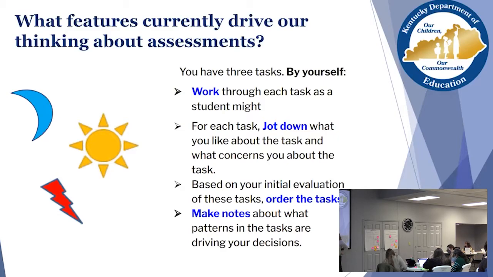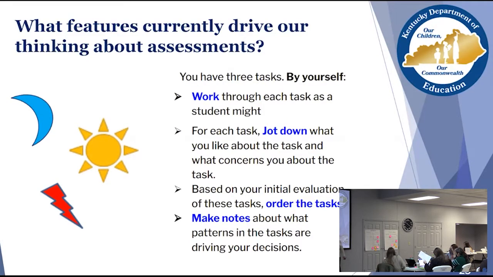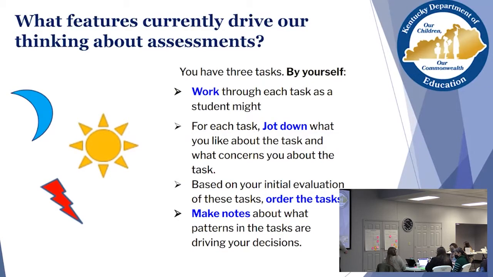And then I'd like you to order the tasks. In other words, which one do you think is the best of the 3, however you define best, and then the middle of the road, and which one you think is not the best. Just for yourself at this moment. This is all individual work at this moment. And then make notes of whatever patterns you see when you are looking at these tasks, because we're going to be using this information for the next part. So before I go any further, do you have any questions?